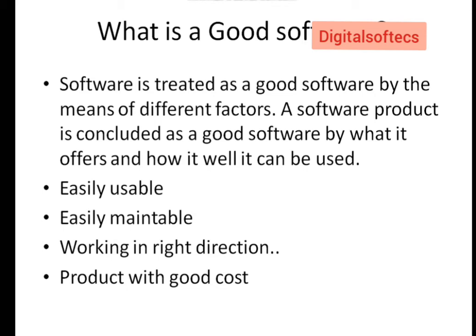The first one is easily usable. Good software is easily usable and easily maintainable, while the system is running and performing different kinds of operations. So how can we maintain it? If the software is maintained by programmers, developers, companies, clients, or users, this is called very good software because it's easily maintained. It maintains its day-to-day operation, and others can also handle this software working in the right direction.